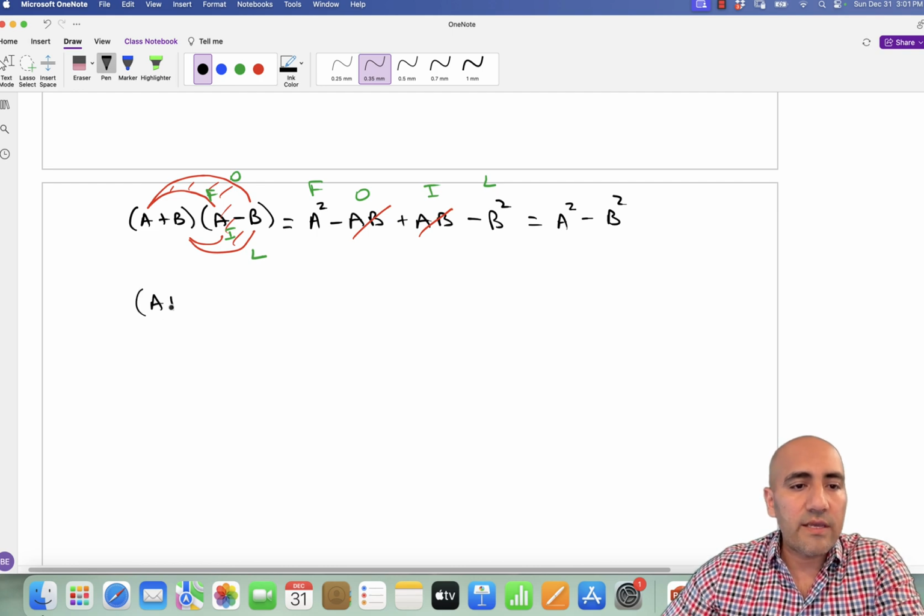Whenever we see something of the form a plus b, a minus b, then we can say, well, we could FOIL it all out, or we notice a pattern, right?